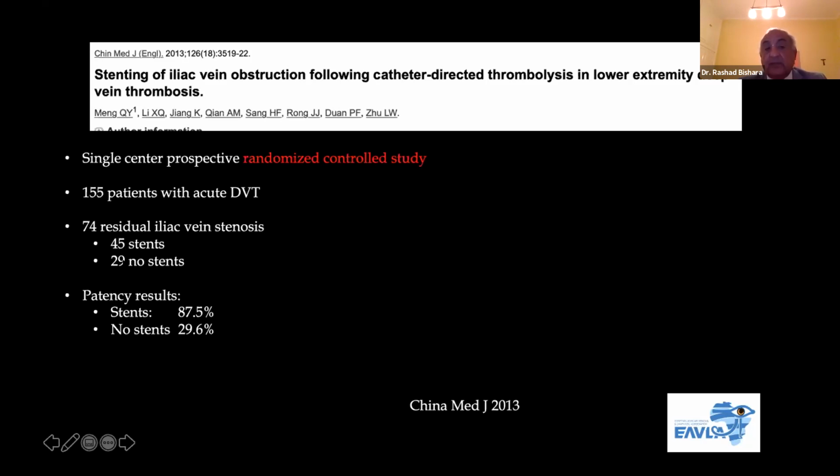45 had stents, 29 had no stents. This was a randomized study. The stenting group did so much better than the no stent group: 87.5% patency in the stent group as compared to a dismal 30% patency in the no stent group.